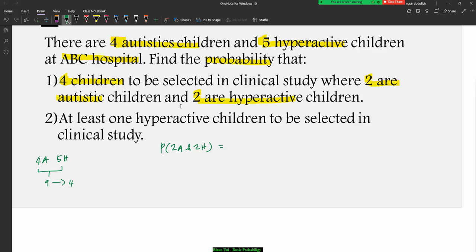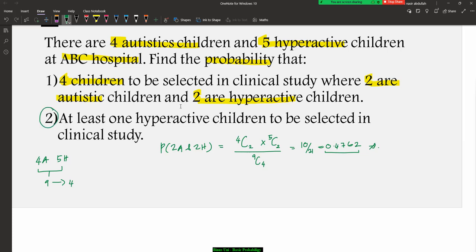So this one should be: from 4 autistic children we want to select 2, and multiply with 5 hyperactive children where we want to select 2. Divide by all possible outcomes, where we have 9 children and we want to select 4 out of 9. This leads us to 10 over 21, which is equal to 0.476190. Basically, in probability, we select only 4 decimal places, so it is going to be 0.4762.